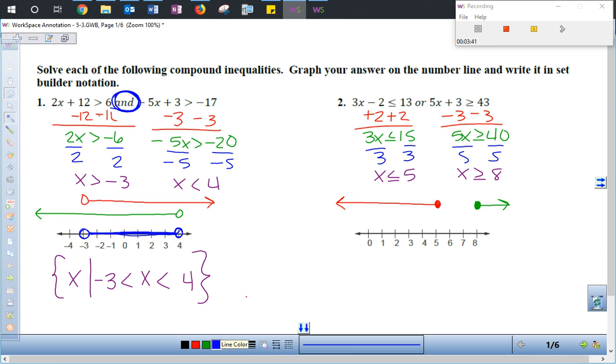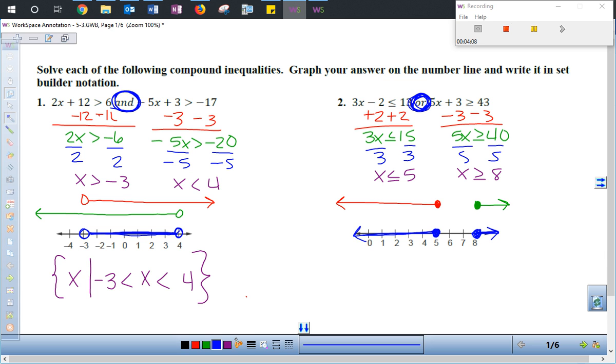Now, up until this point, and or inequalities are pretty much the exact same. Now we need to look at what word we're working with to figure out how to graph the final graph. So since this is an or inequality, I want to graph both of the graphs on my final one. So I'm going to bring this red guy straight down, and then I'm going to bring this green guy straight down.